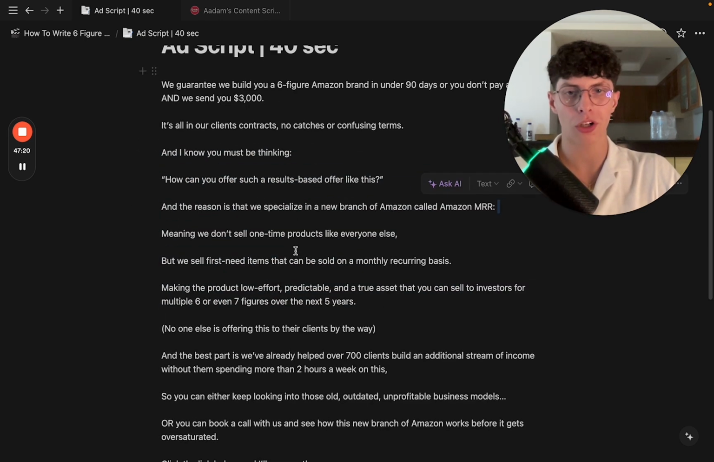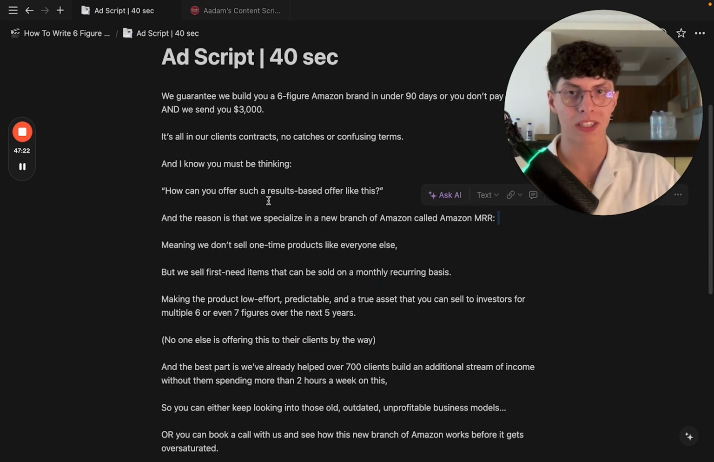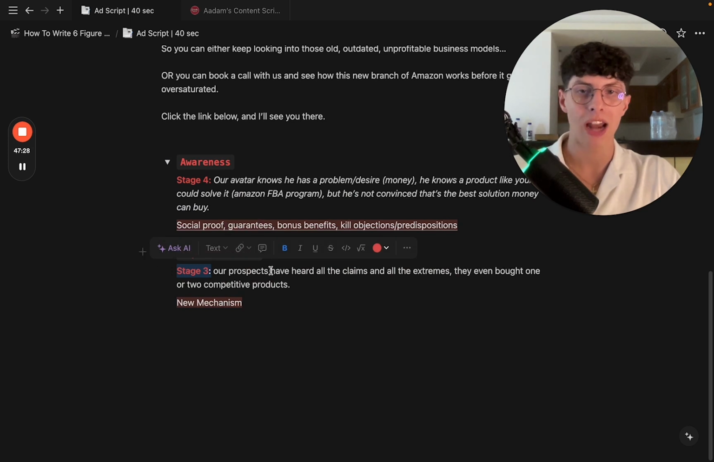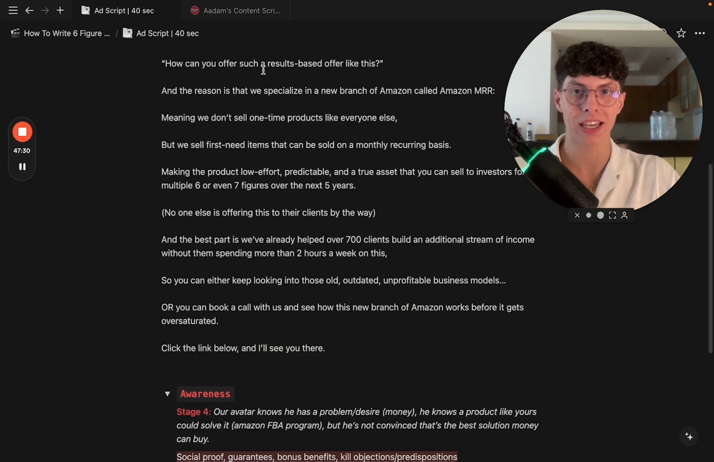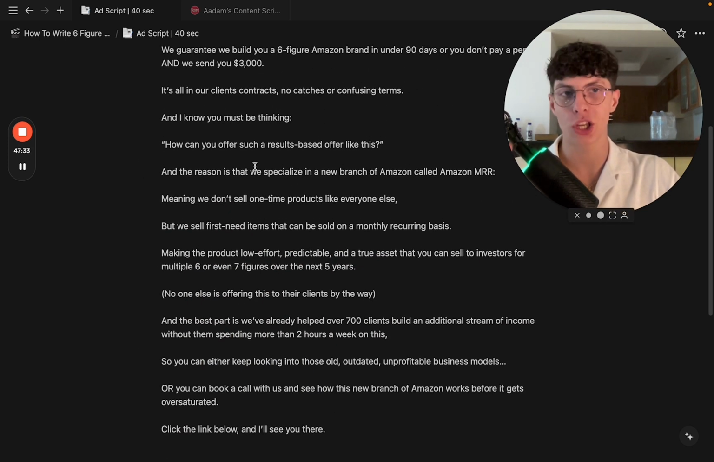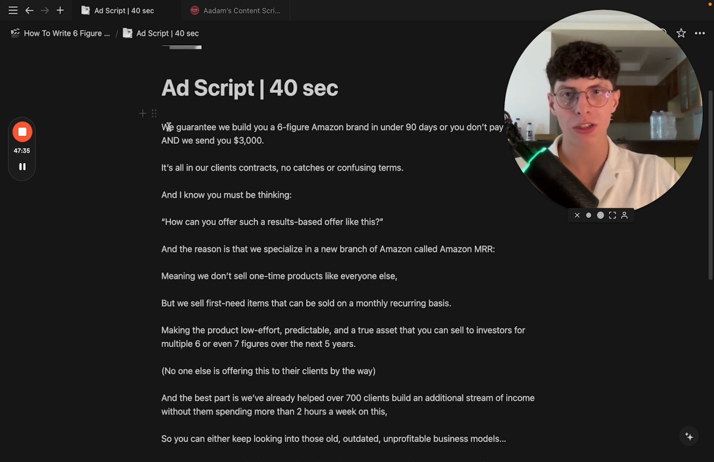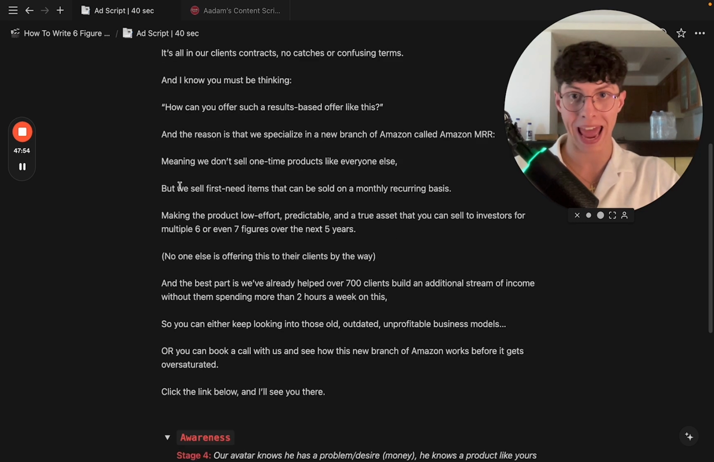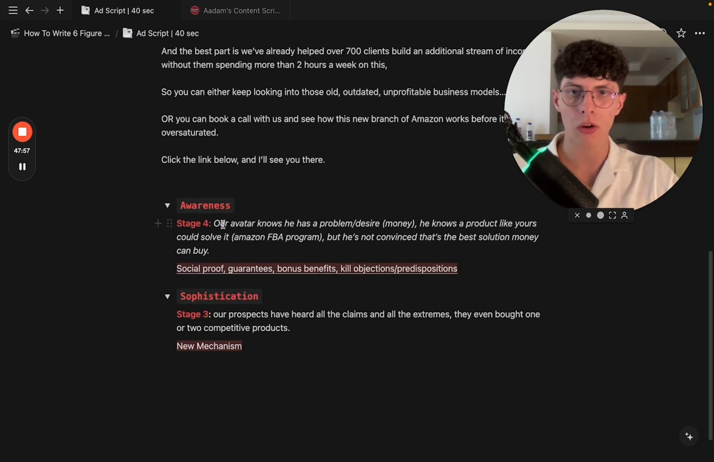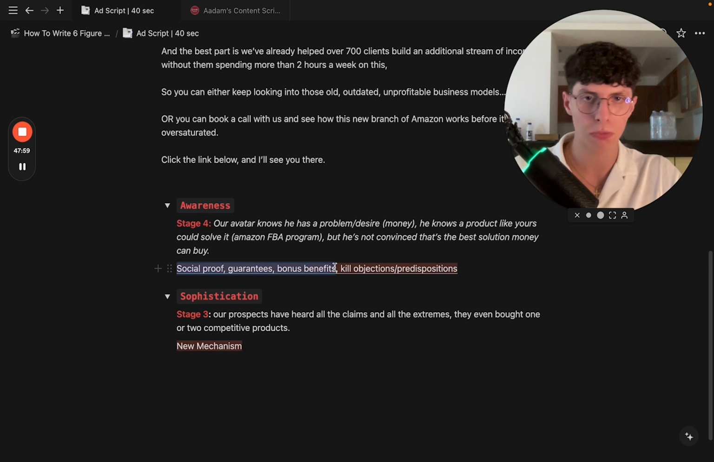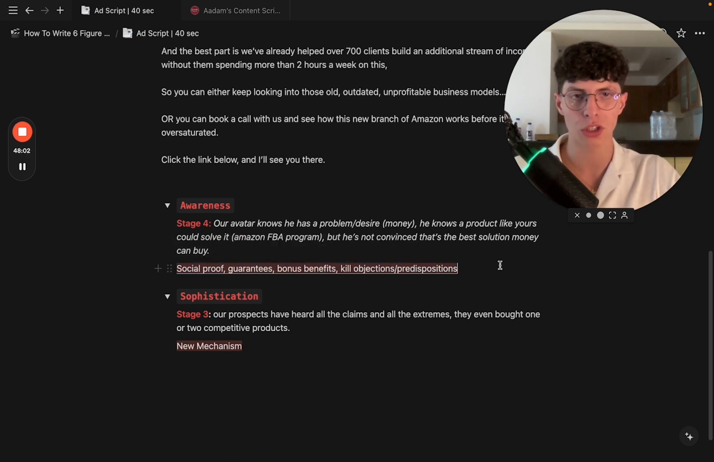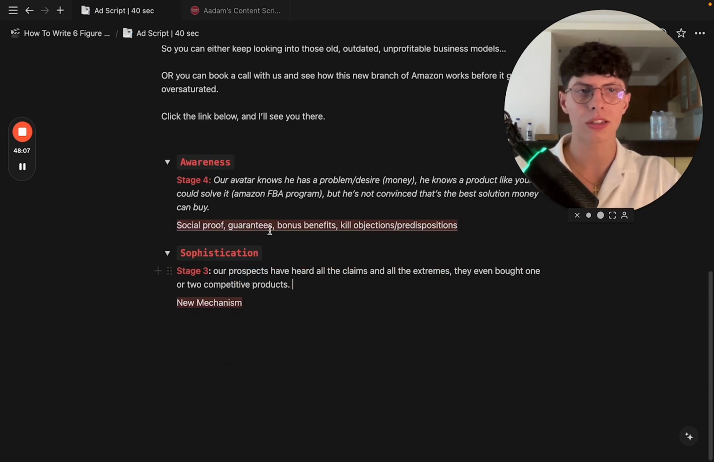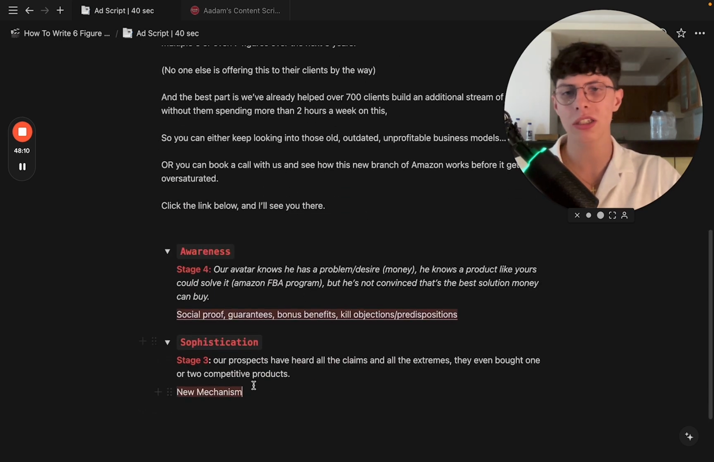It's just to get you to understand that this script specifically is at awareness stage number 4 and sophistication stage number 3. So if you were to find an ad like this on the internet in your space, from a competitor, what you want to do is take that ad, write down the script of the ad, and then analyze it. Okay, what does this ad have? Social proof, guarantees, bonus benefits, it kills the objections and the predispositions. Okay, the awareness here is number 4. And what does it introduce? A new mechanism. So this is stage number 3.